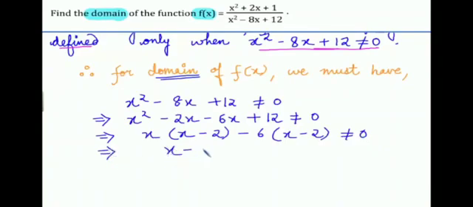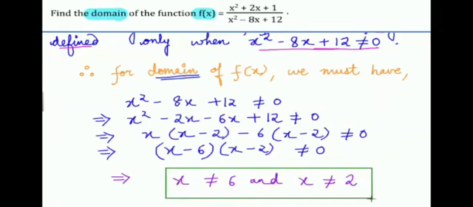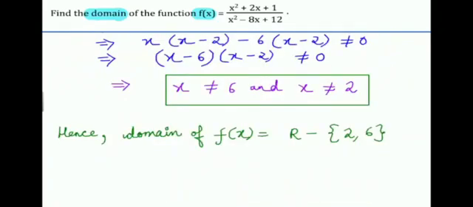So you have a two factor, x minus 6 and x minus 2, does not equal 0. That means x can never be 2 or 6. x does not equal 6 and x does not equal 2. So your domain is the whole real numbers excluding 2 and 6. Hence the domain of f(x) is R minus {2, 6}.